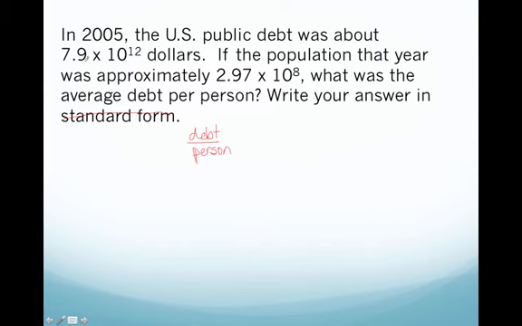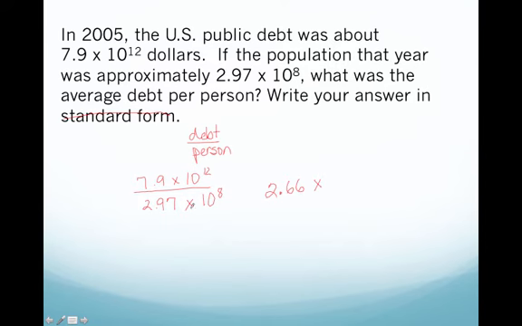Okay, so debt per person. I've got my debt up here, so 7.9 times 10 to the 12th, and here are my persons. My population is 2.97 times 10 to the 8th. Okay, so here I've got debt per person, and I'm going to divide by splitting these up into pieces. I have 7.9 divided by 2.97, which is 2.66.